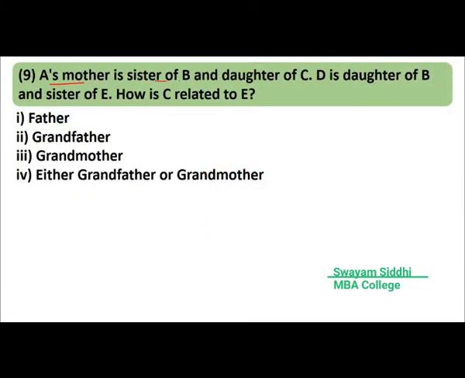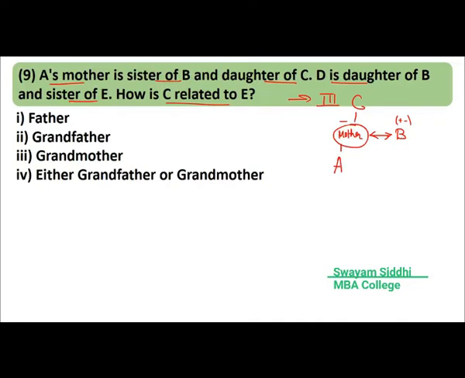A's mother is sister of B and daughter of C. D is daughter of B and sister of E. How is C related to E? Again, this is a category 3 sum. Let's draw the diagram. A's mother, we do not know who the mother is, she is female, is the sister of B, and daughter of C. C's daughter is this mother. The mother is sister of B. We do not know whether B is male or female, and mother of A.